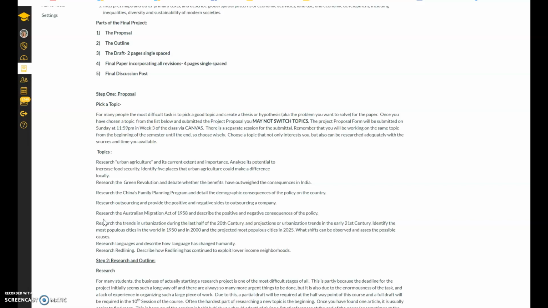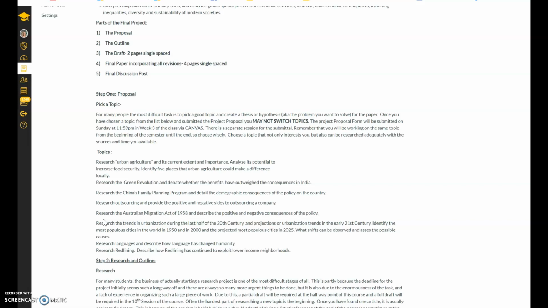Research language and describe how language has changed humanity. So this is overall, but you're going to need to use specific examples of languages in there. You can't just write 4 pages on something overall. You're going to have to then give really good examples of how specific languages have changed humanity.